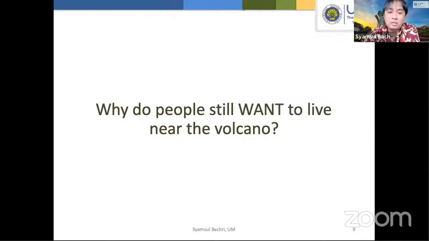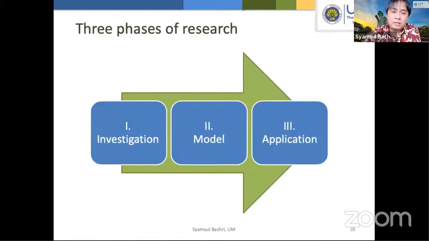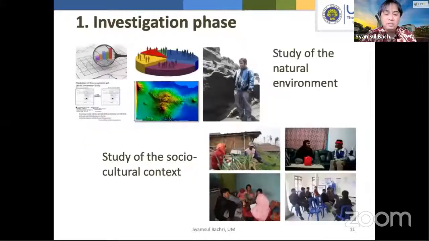And to answer this question, we did 3 phases of research. First, we investigated the situation of the interaction between humans and the volcano itself. And then second, we developed the models. And the third, we applied this model to get validation and confirmation that this model is working or not. So how did the investigation period of this research go?